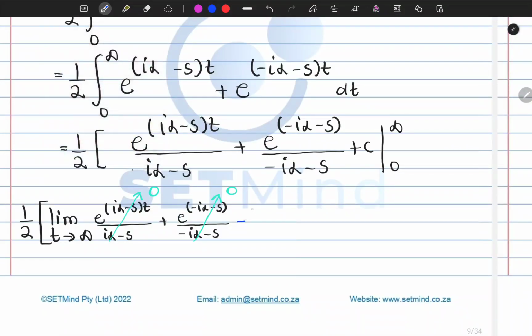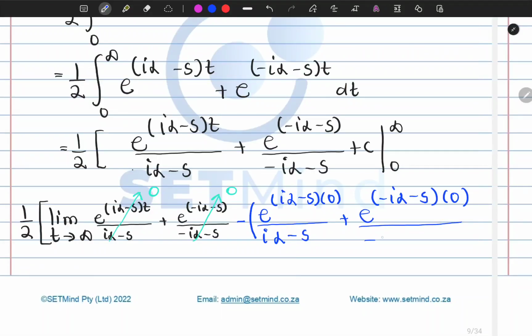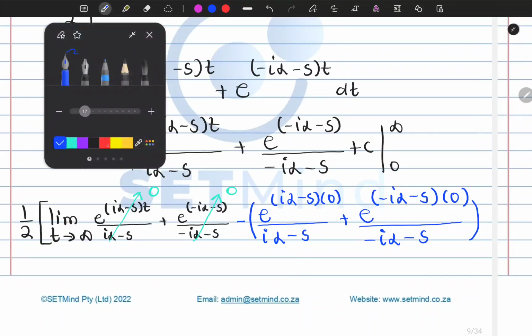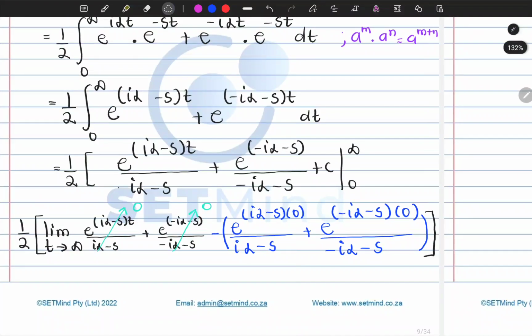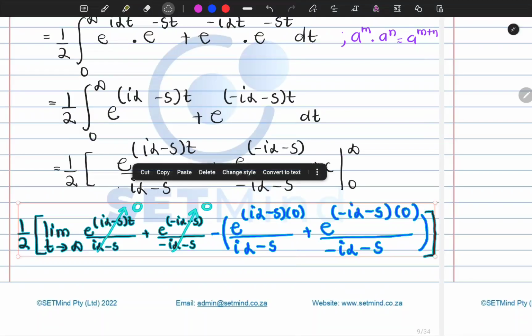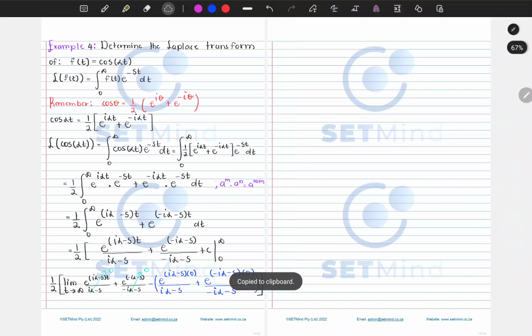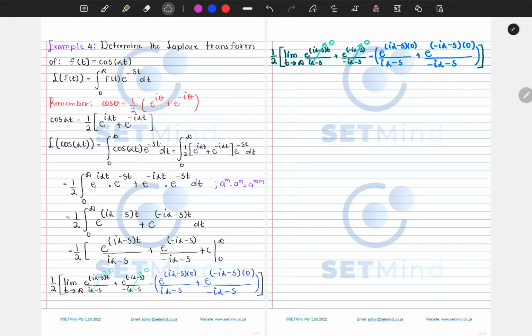Then for the other portion, which is minus, if you look carefully, we put zeros there, so you'll have e to the i alpha minus s multiplied by 0 divided by i alpha minus s, then plus the other one, negative i alpha minus s, we multiply by 0 divided by negative i alpha minus s, like this, and then we close the brackets. Okay, so let's go ahead now and quickly simplify this and see what we obtain. We're looking for the Laplace transform of cos alpha t.